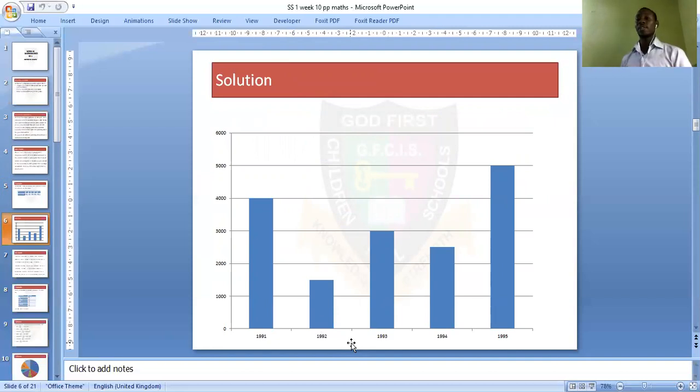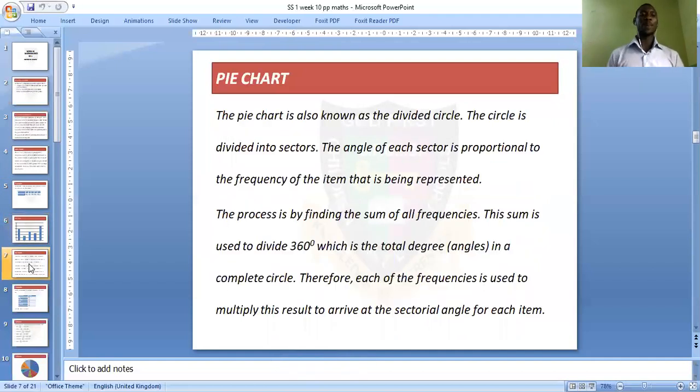As you can see from the graph, in 1991, 4,000 quantities were produced. In 92, 1,500 were produced. In 93, 3,000. In 94, 2,500. In 95, 5,000 were produced, whereby the highest producing year is 1995. So this is how you represent statistical information on a bar chart. Now look at the next thing, which is the pie chart.